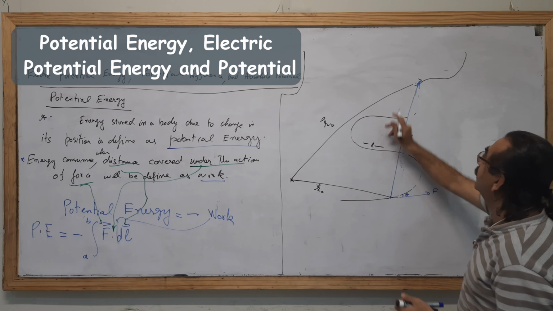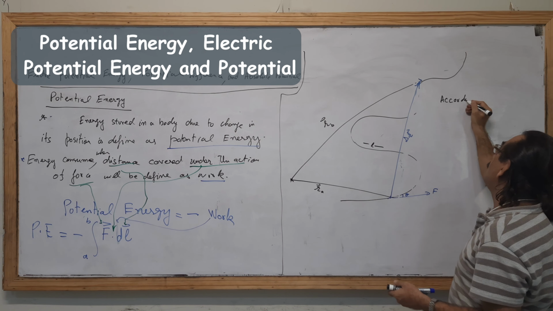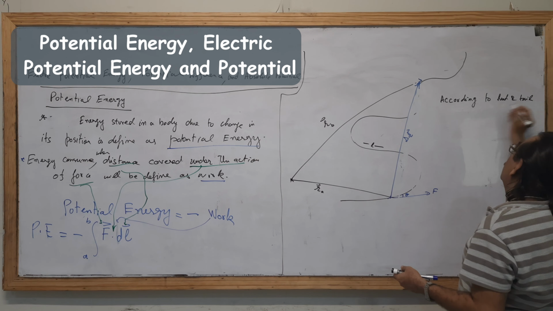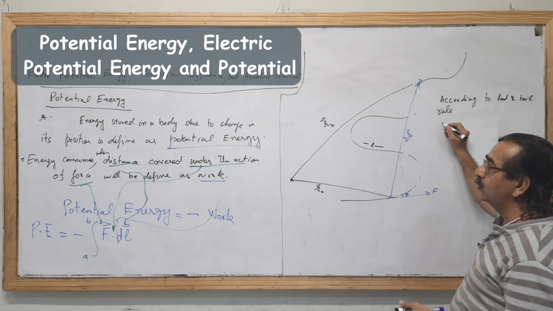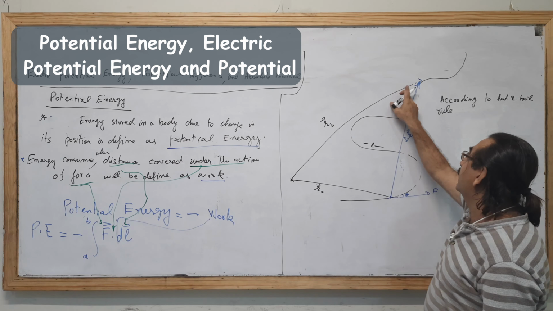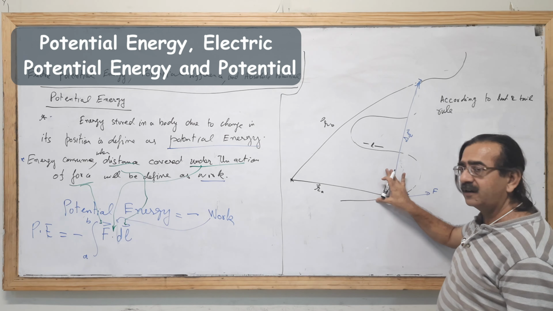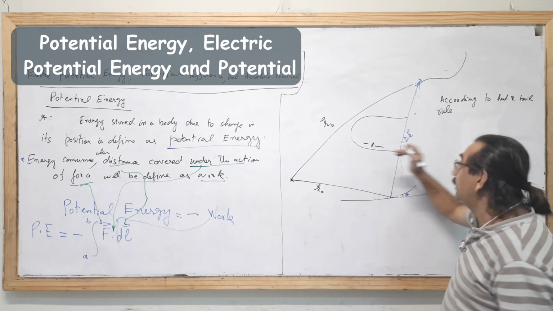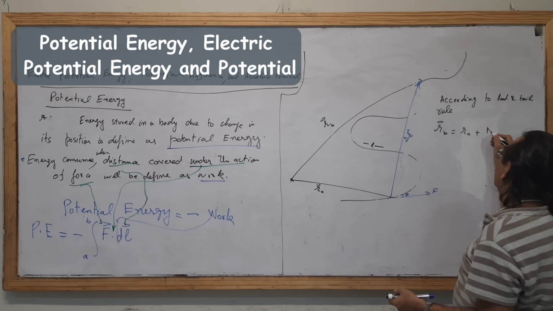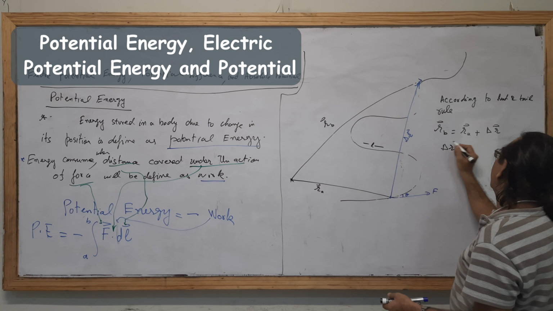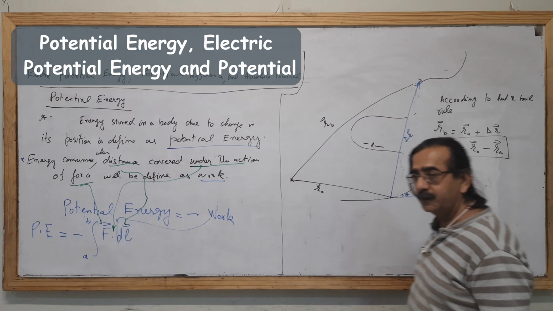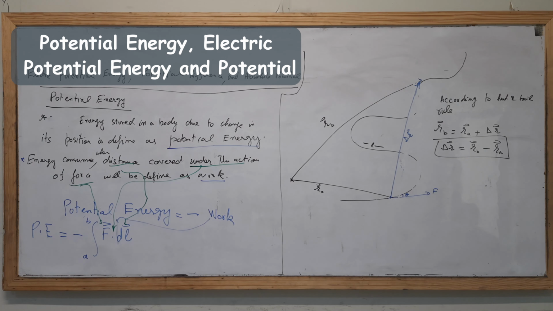Why will this be delta R? Because according to the head and tail rule, RB is the resultant, because tail is joining with the tail and head is joining with the head of the vectors. So these vectors are adding and this will be the resultant. Okay. So RB will be equal to RA plus delta R. So delta R will be defined as RB minus RA. So this will be our result.